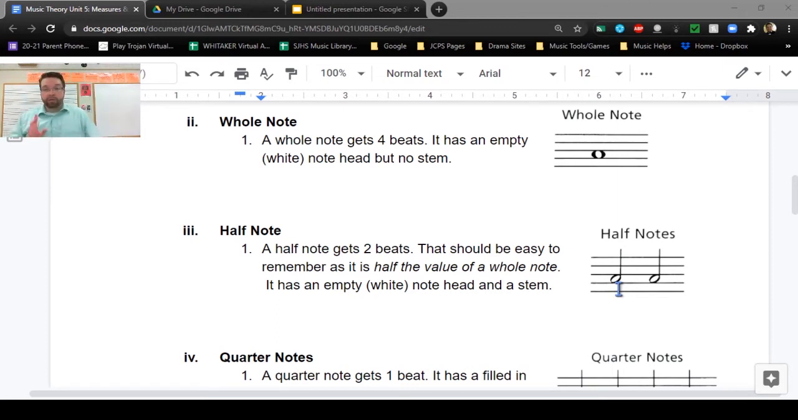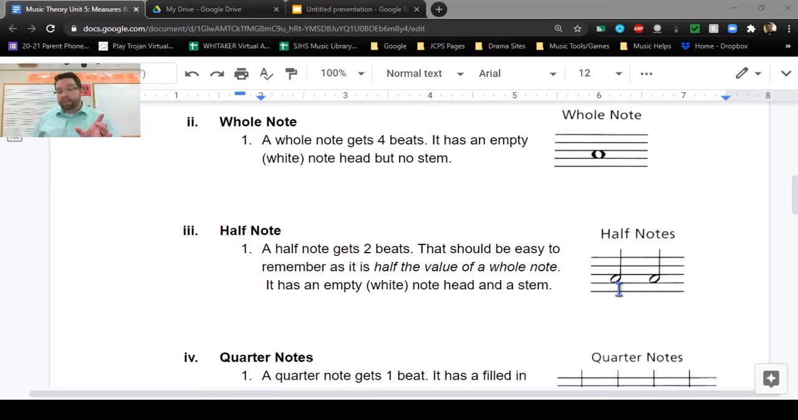And we will sing a half note. It gets 2 beats, 2 of that underlying pulse that we've learned about in a previous unit. And if we sing this on A440, it would sound like this. 1, 2, 1, 2, 1, 2, 1, 2. Now that's 2 individual half notes.